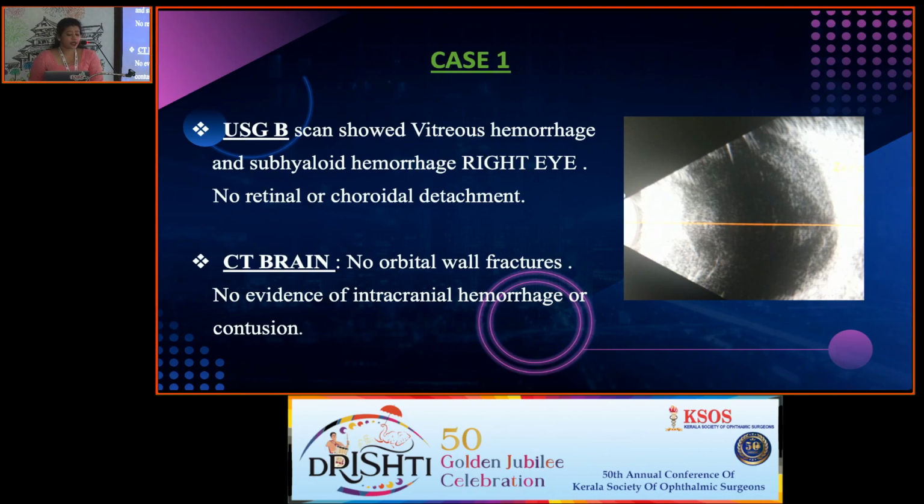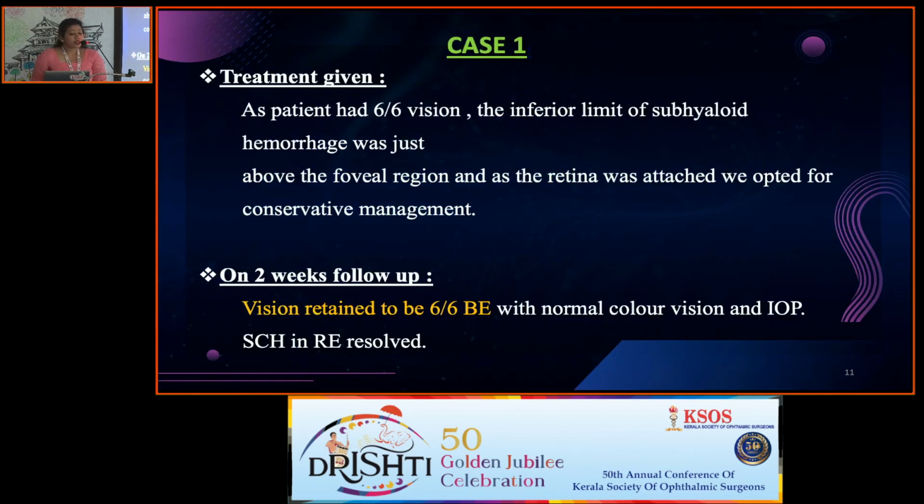On USG scan, it showed a vitreous hemorrhage and the subhyaloid hemorrhage in the right eye with no retinal or choroidal detachment. CT scan showed no orbital wall fractures or any evidence of intracranial hemorrhage or contusion. As the patient had 6/6 vision, the inferior limit of the hemorrhage was just above the foveal region, and as the retina was attached, we opted for conservative management.